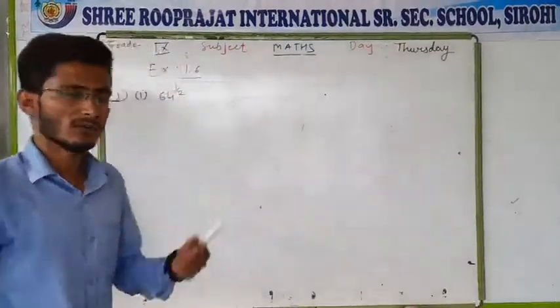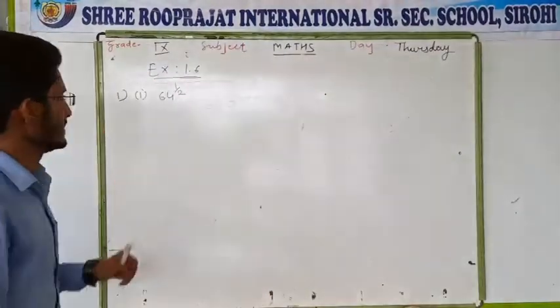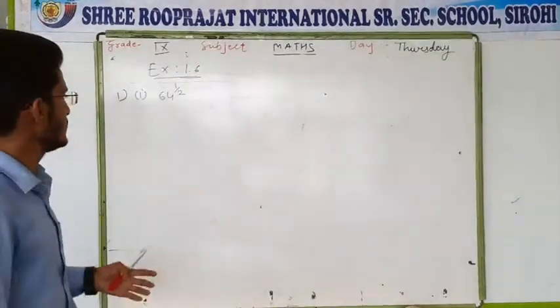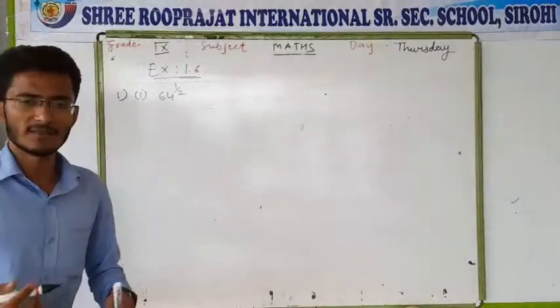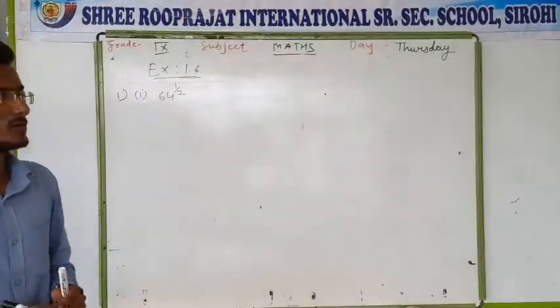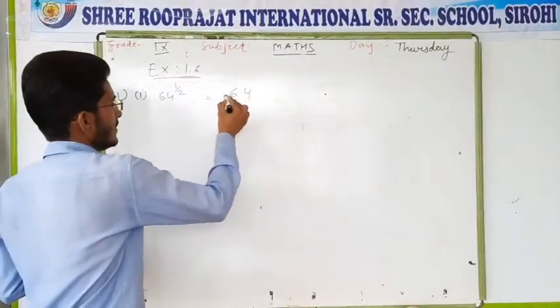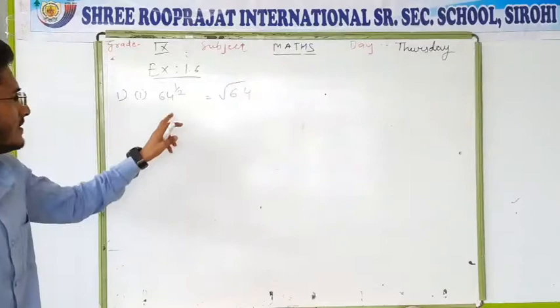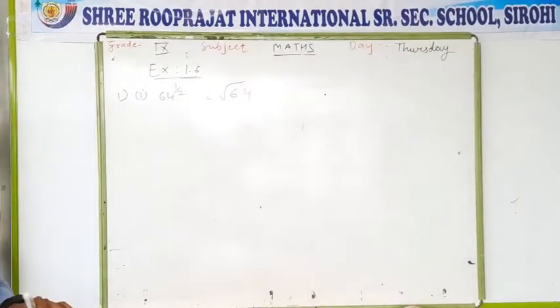Okay, so now exercise 1.6, question number 1. We have to find the value. There are 3 questions given. I will solve the first one and the remaining 2 you have to solve. The first one is 64 to the power half, or you can even say root of 64. That means root and power half are both the same.